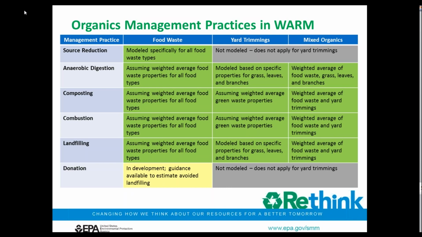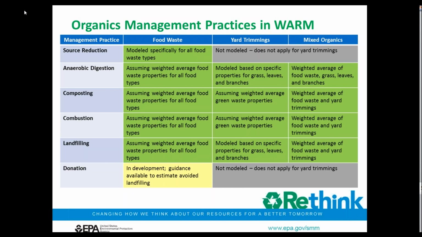So that's modeled in WARM for all the specific food waste types that we'll be talking about in just a second. It's not modeled for yard trimmings or mixed organics, mainly because there's not sufficient data to really know, for the yard trimmings fraction, what all the inputs are that go into producing yard trimmings before they become a waste product. Next is anaerobic digestion.